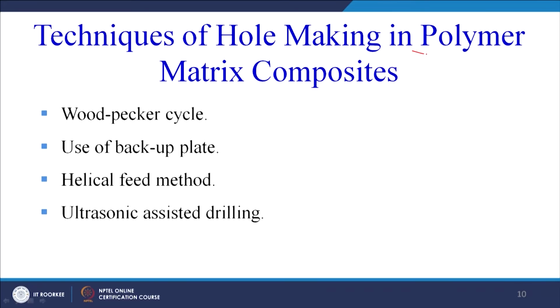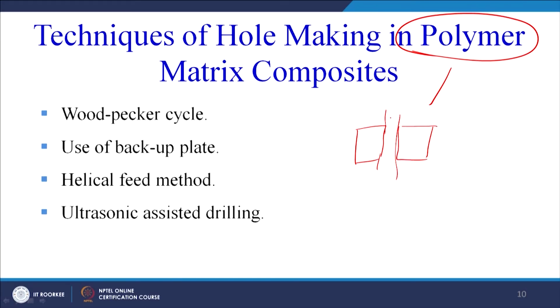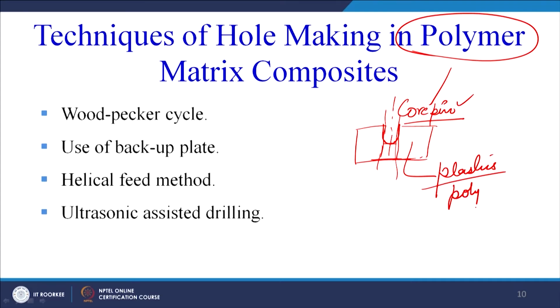So in polymers we have already seen that if there is a plastic part, we can make a through hole using a core pin. In today's class we have seen that we can also make a blind hole, again using a core pin, and there can be certain defects that may take place during the making of holes in plastics, or we can say polymers.